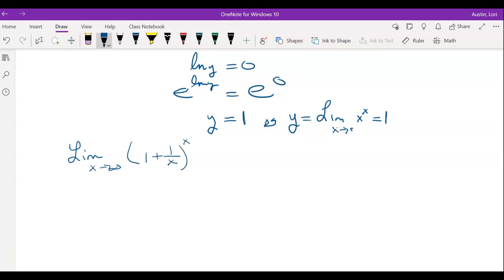The x power. First thing I want you to do is tell me what happens if you just plug in infinity to that whole problem. If I just plug in infinity, what do I end up with? 1 to infinity, because 1 over infinity goes to 0. So I end up with 1 to infinity, and we say that is an indeterminate form.